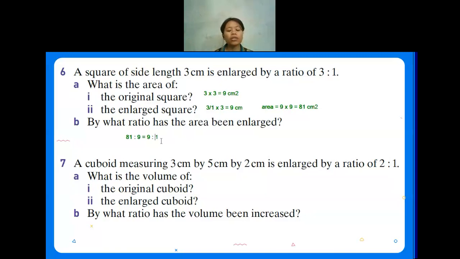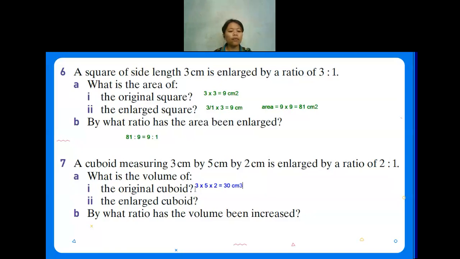Okay, for question 7. A cuboid measuring 3 centimeter by 5 centimeter by 2 centimeter is enlarged by the ratio 2 to 1. We need to find the volume of this cuboid. What is the volume? 30 centimeter cube. How did you get 30? 3 times 5 times 2, which equals 30 centimeter cube.